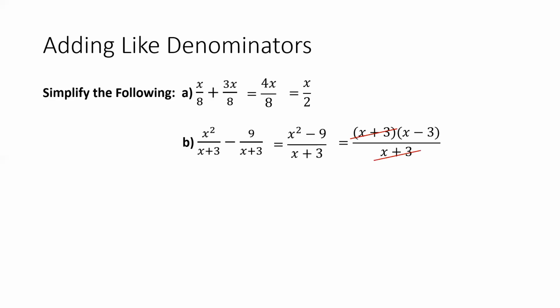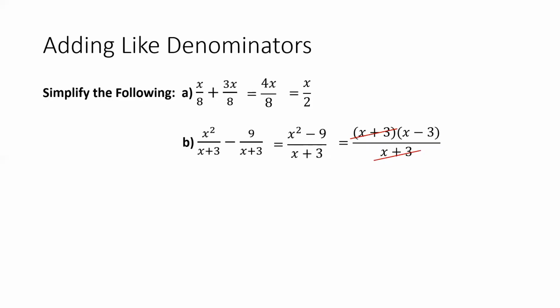I can cancel out my x plus 3's, and now I have to avoid the trap of thinking cancel means that my quantity goes to a 0. No, canceling the x plus 3 leaves me with a 1 on the top and a 1 on the bottom. x plus 3 divided by x plus 3 is 1, and x minus 3 divided by 1 gets me x minus 3. So that would be my final answer. I didn't even box it.